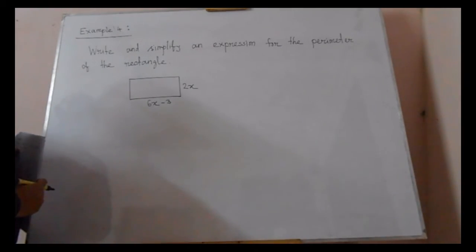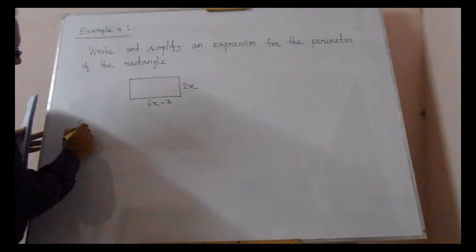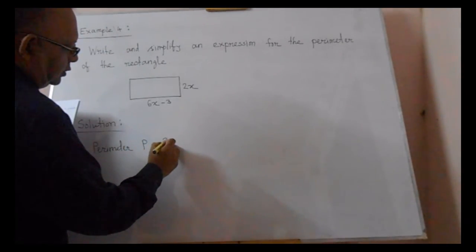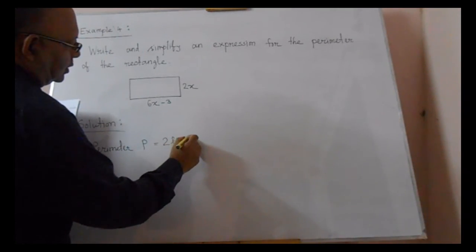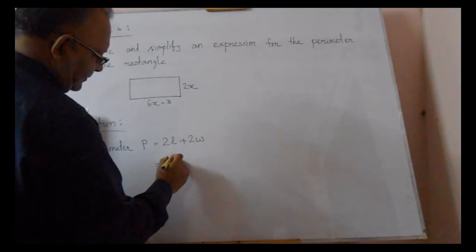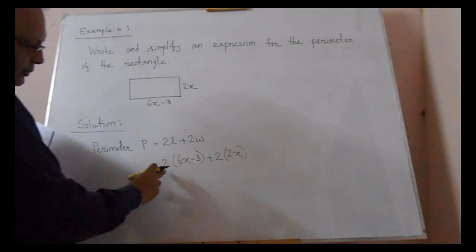This is example 4. Write and simplify an expression for the perimeter of the rectangle. Now we'll solve this example. Perimeter P equals twice length plus twice width. Here the length equals 6x minus 3 and the width is 2x. Now we'll use distributive property here.